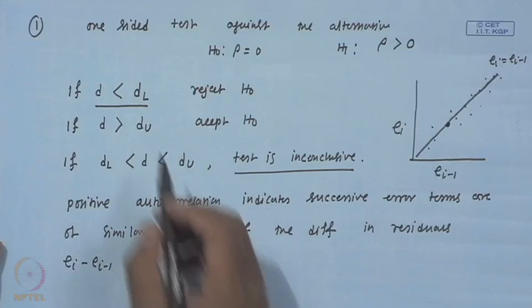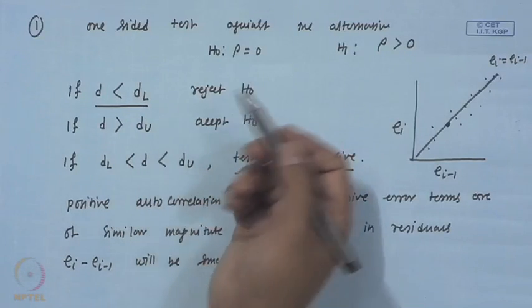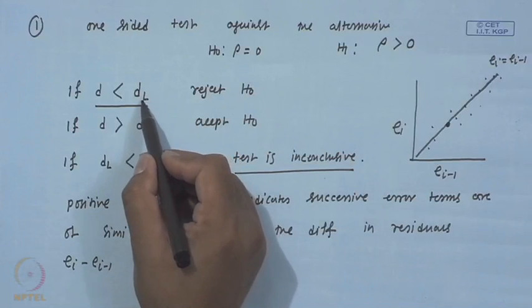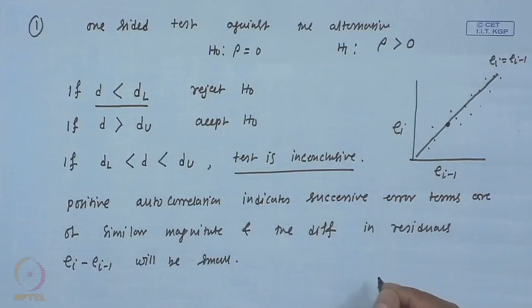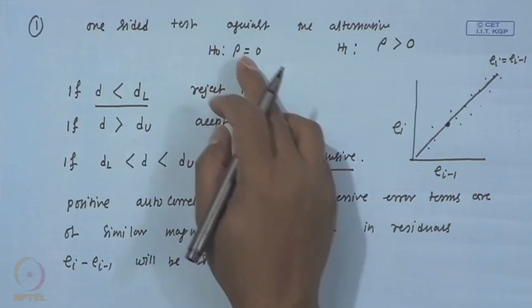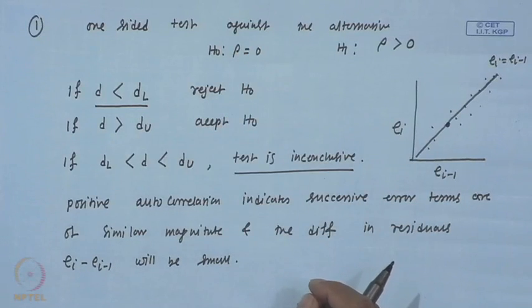I hope this makes clear why this is the critical region. As I told you, there is a table for d L and d U values for different n and for different alpha. I will talk about the other cases also in the next class. So we need to stop now. We will continue with the Durbin-Watson test with some examples to illustrate it in the next class.